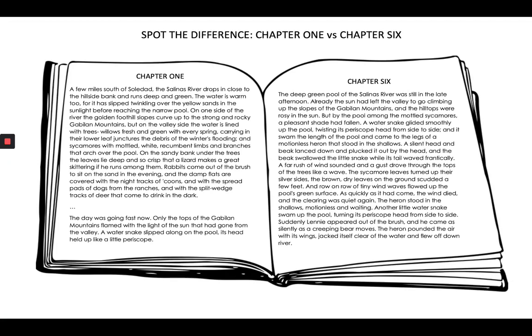He's compared to a bear, like he was in chapter 1, and he came as silently as a creeping bear moves, and he then scares the heron off. The heron pounded the air with its wings, jacked itself clear of the water, and flew off down the river.